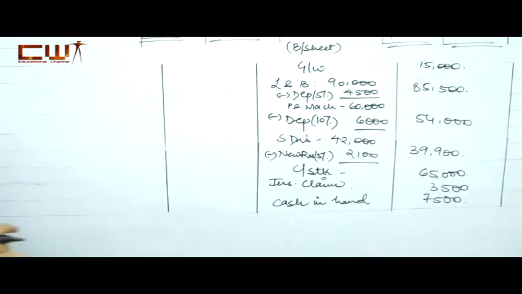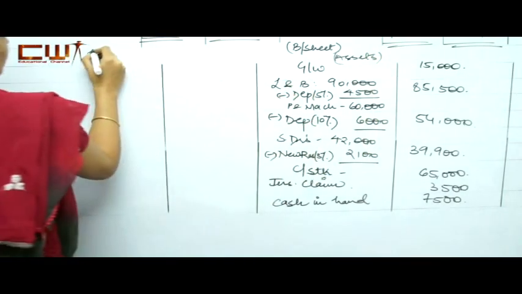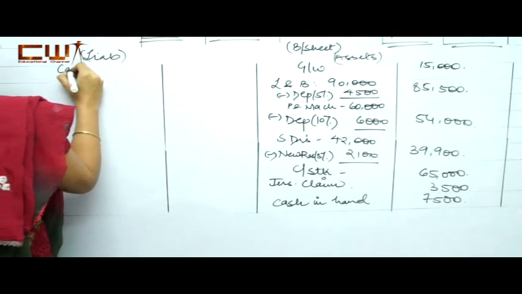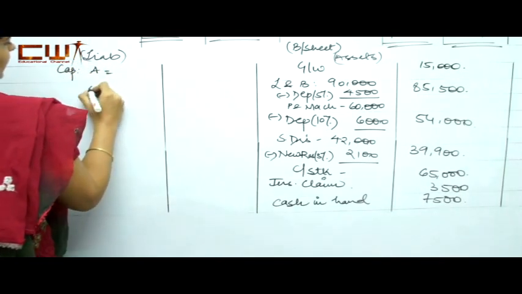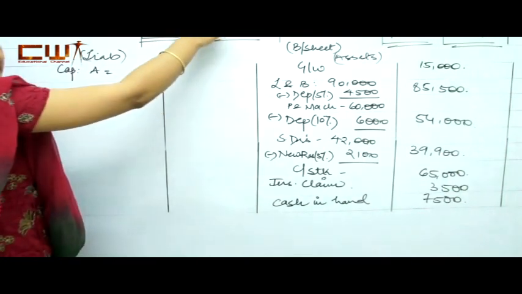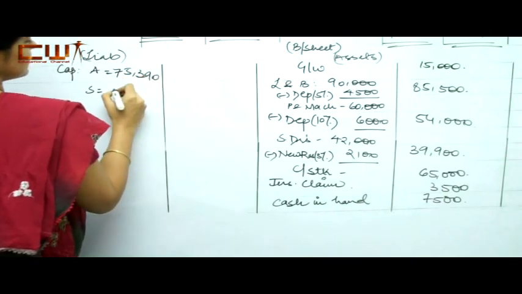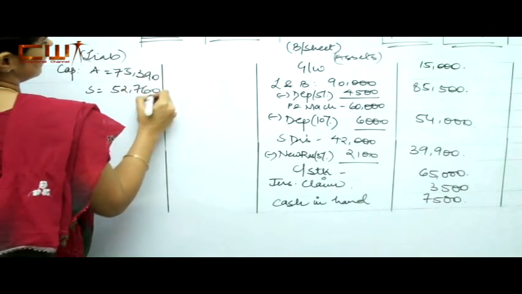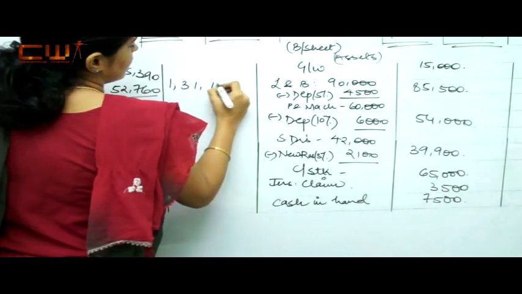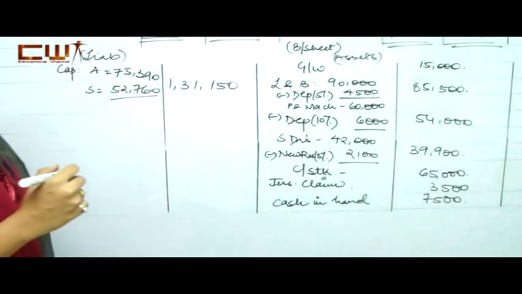Come on to the liabilities side. This was the assets, and now we will deal with the liabilities. Liability, please mention the capital accounts. Capitals of Amit and Shubham, 75,390 and 52,760, right? 75,390 plus 52,760, right? Add it up. How much do you get? 1,31,150. So this is the capital accounts, that is the liability side.